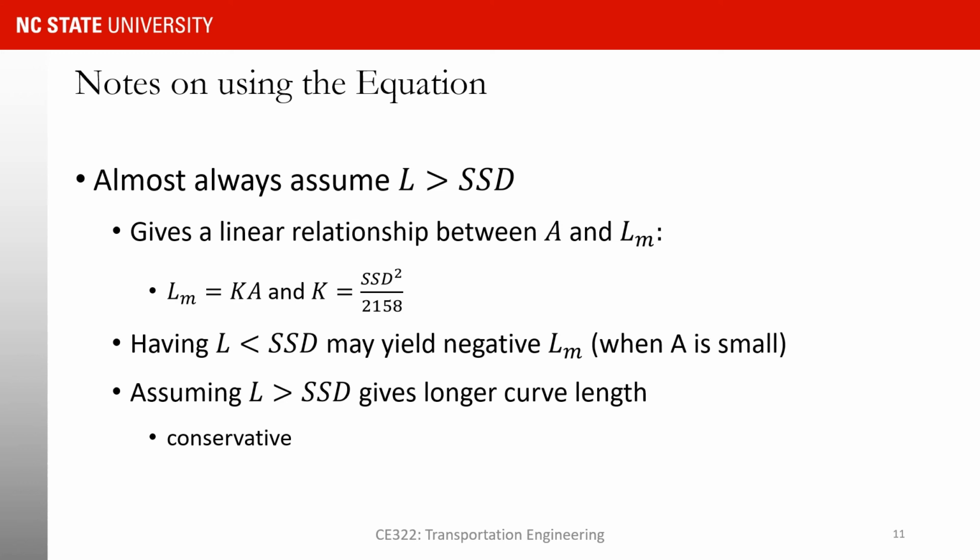Also, this equation gives us a linear relationship between A and minimum length. We know that L, the length of a curve, is equal to K times A. So if you put these in the equation that we had, we find out that K is equal to SSD squared over 2158.